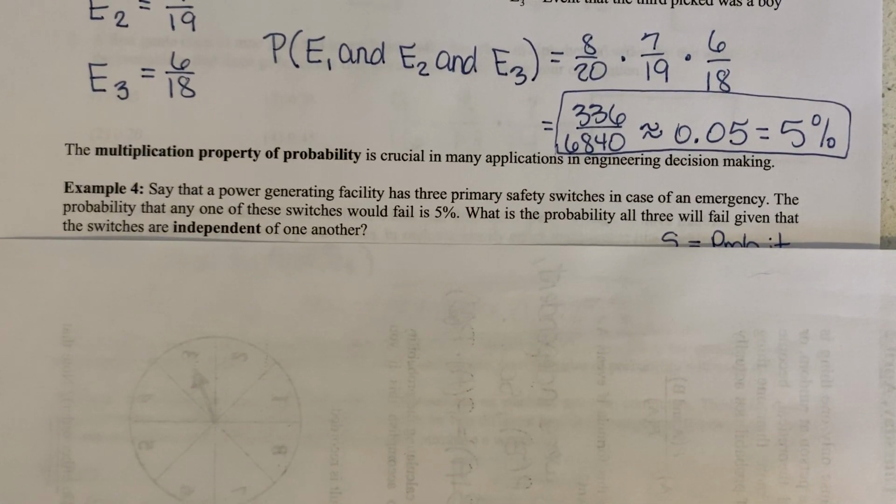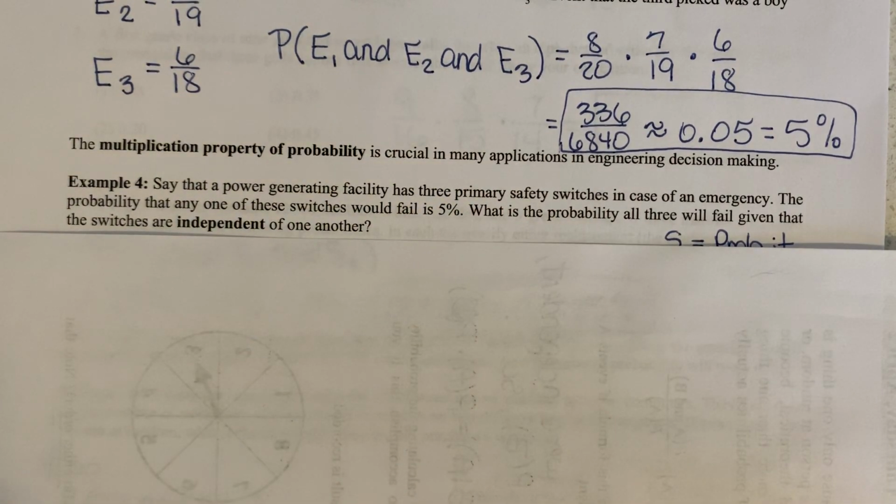Say that a power generating facility has 3 primary safety switches in case of an emergency. The probability that any one of these switches would fail is 5%. So we know if one switch fails, there's a 5% chance one switch out of the 3 would fail. What's the probability all three could fail?